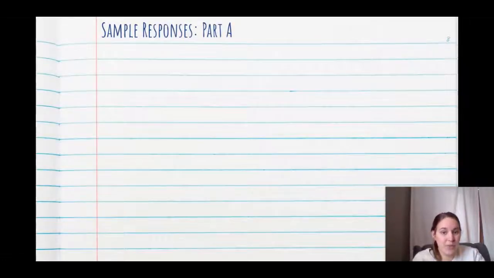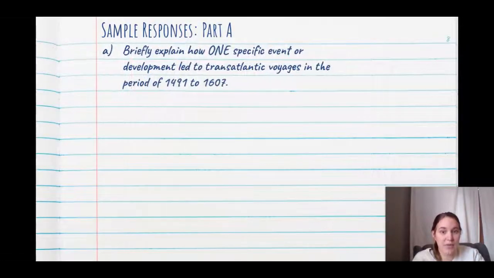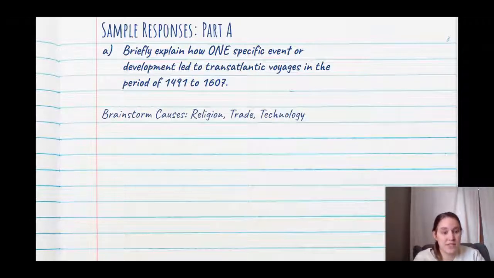So I'm going to give you a sample response for part A. If you remember, this is where we're talking about the cause of transatlantic voyages. We want to brainstorm some causes. We know that religion, trade, and technology are some of the reasons why these voyages occurred. Now, if you need some help thinking about what these actually are, I've got another video that addresses these, so you could review that right now if you wanted to.